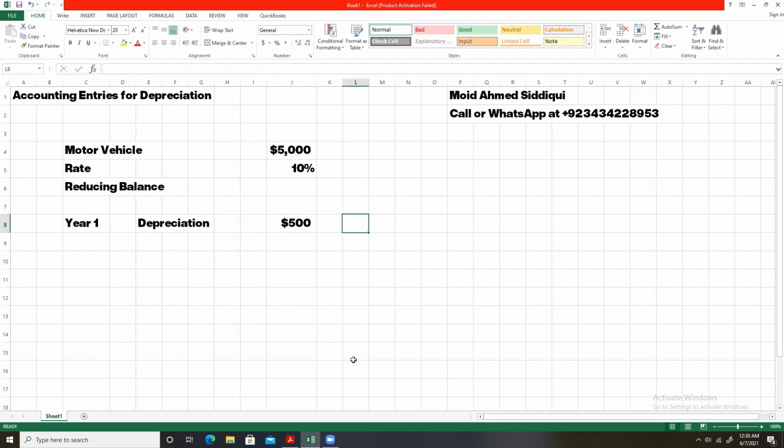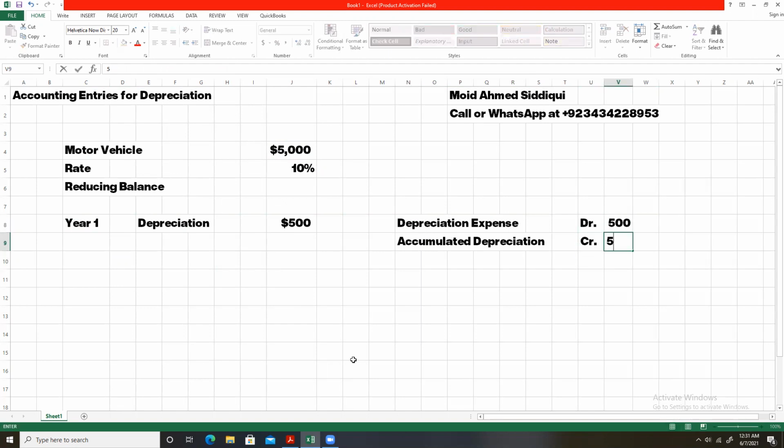The accounting entries that will be recorded to make the adjustment for depreciation will be: depreciation expense debit and accumulated depreciation credit. This will be the double entry for recording depreciation for the year.